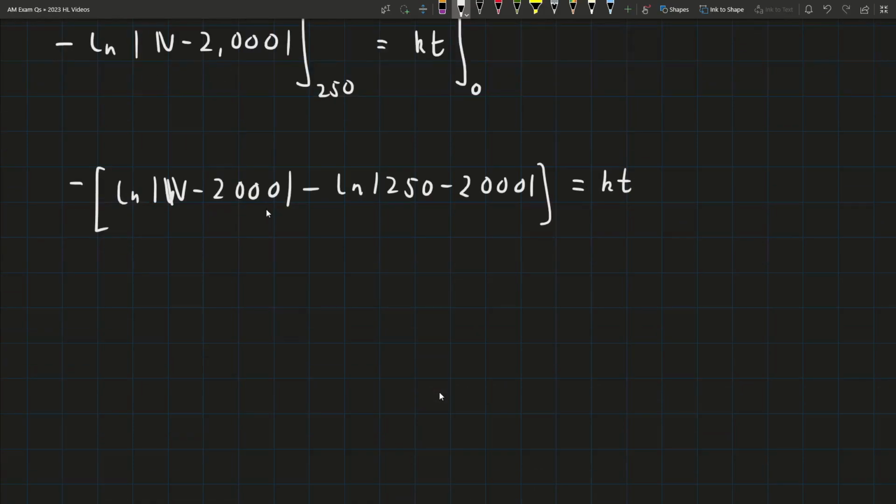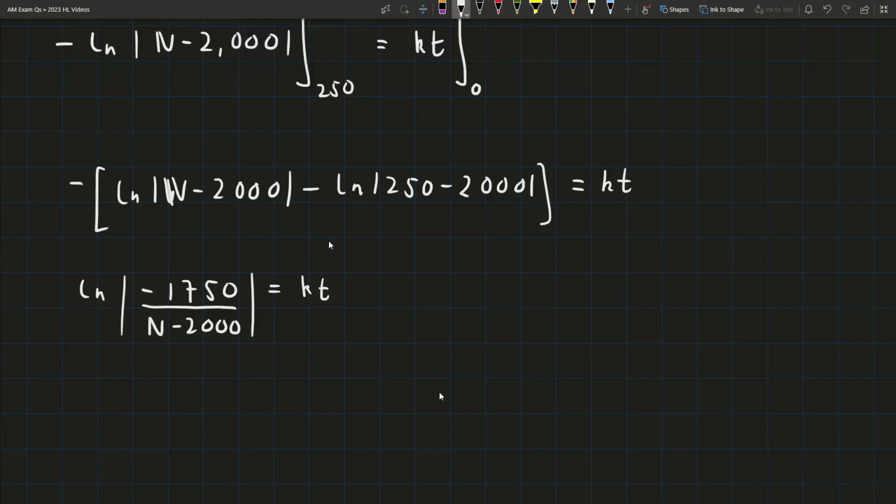So now we can distribute that negative, and we'll get ln of 250 minus 2000 minus ln of n minus 2000. We can combine those into one ln by writing ln. We're going to have this one's the positive, so 250 minus 2000. So it's going to be minus 1750 over n minus 2000. And that's going to be equal to kt.